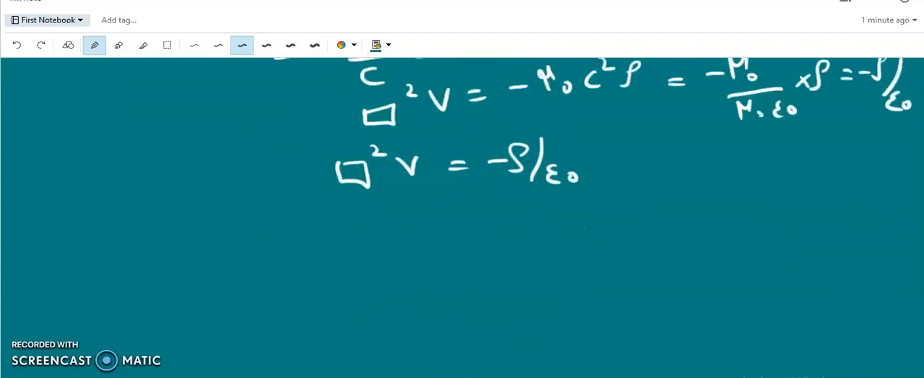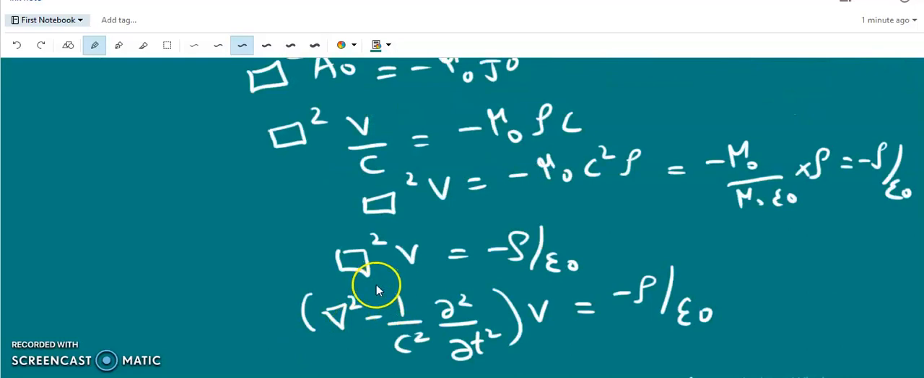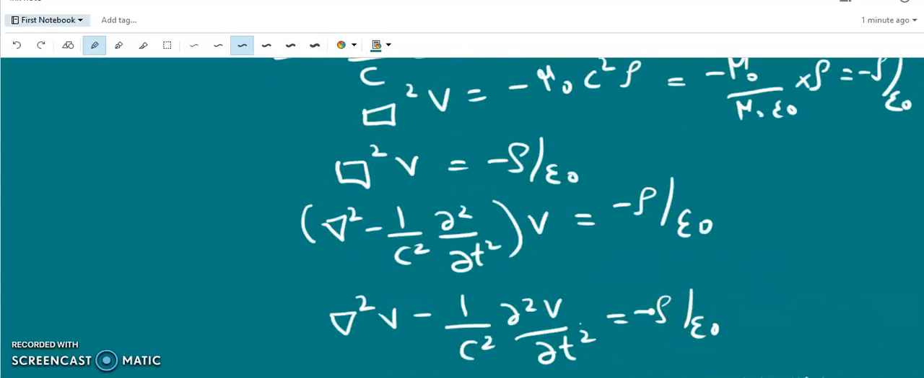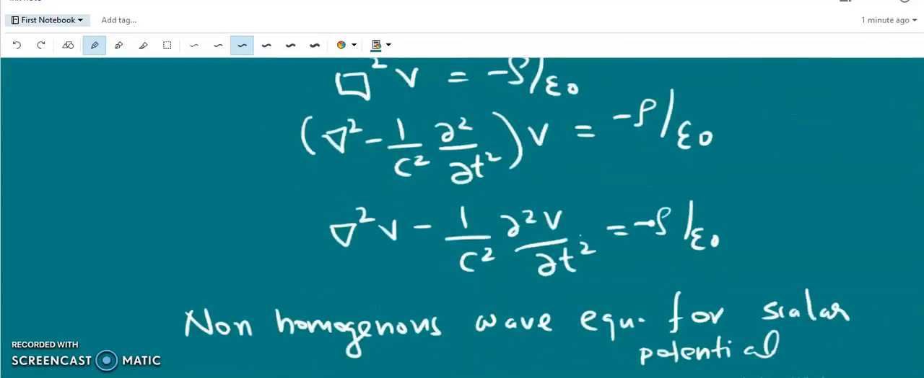Now substitute the d'Alembertian value. We know that the d'Alembertian is the Laplacian in 4 dimensions, and it is equal to Laplacian minus 1 by c square dou square by dou t square. Substituting this, we get del square minus 1 by c square dou square by dou t square V equal to minus rho by epsilon 0. Expanding, we get del square V minus 1 by c square, or mu 0 epsilon 0, dou square V by dou t square is minus rho by epsilon 0, and we know that this is nothing but the non-homogeneous wave equation for scalar potential. So this d'Alembertian equation is the relativistic form of the non-homogeneous wave equation for potentials.